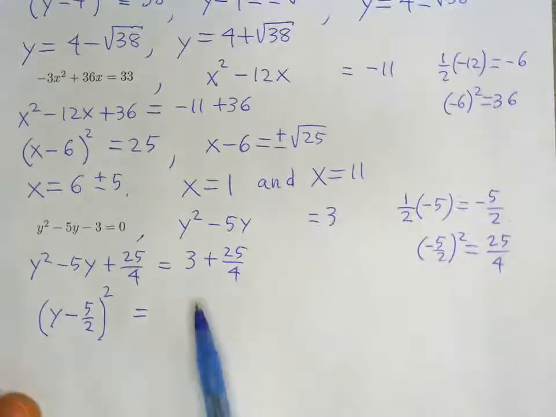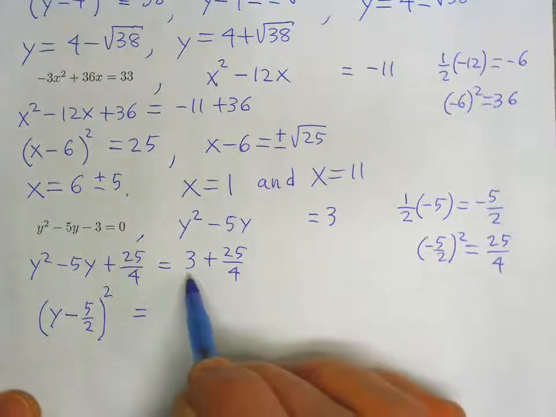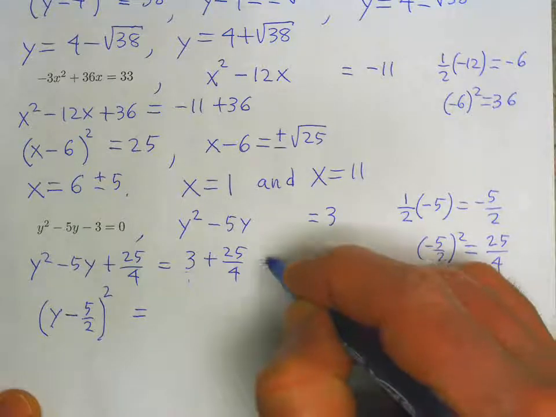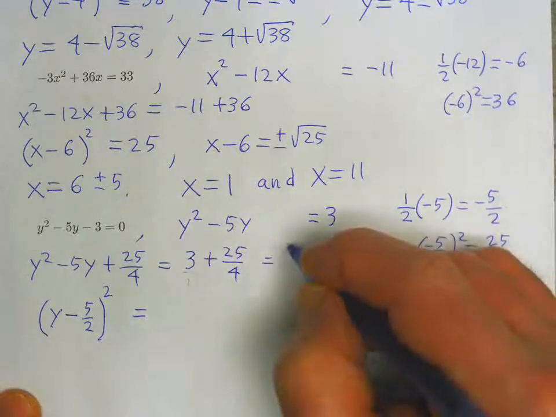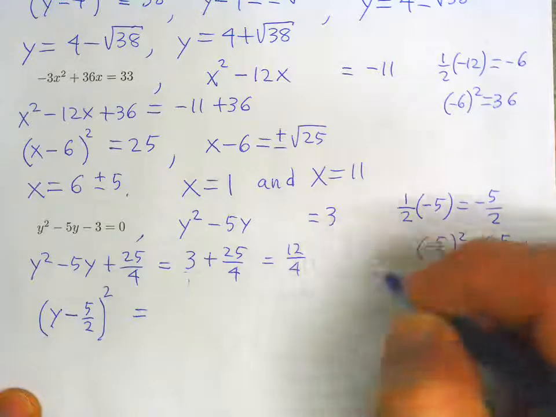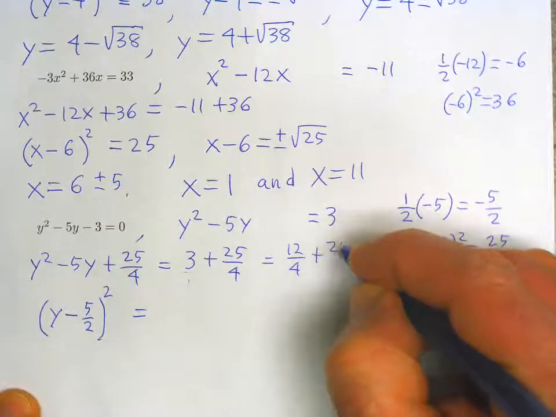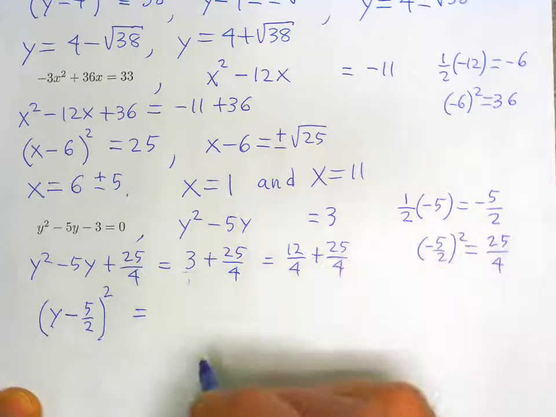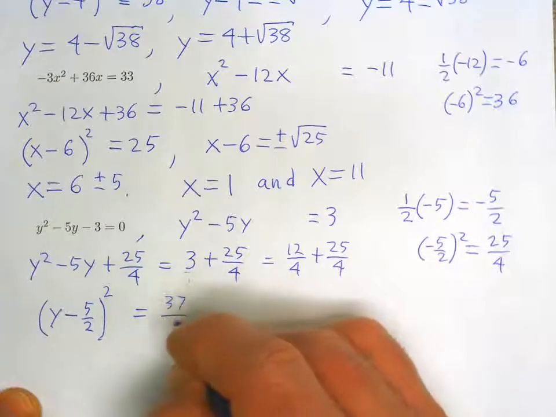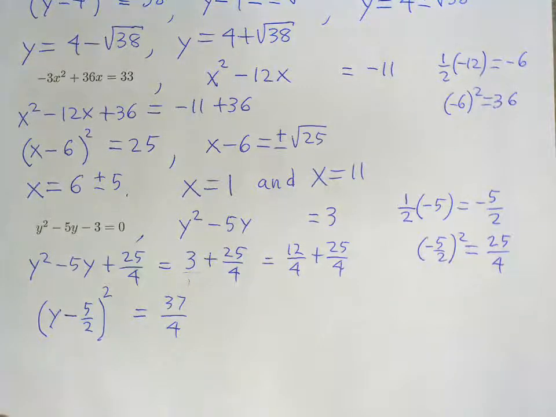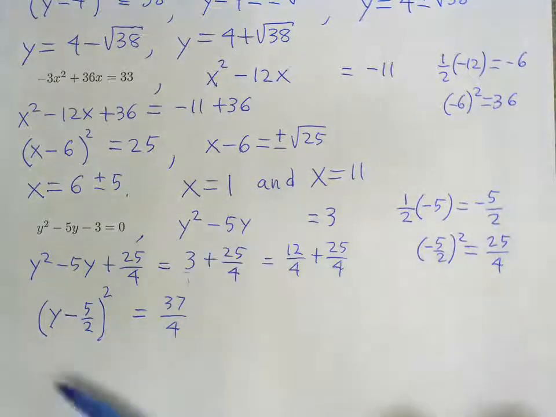And then the least common denominator is 4. Think of 3 over 1 as 12 over 4. So we add 12 over 4 to 25 over 4, and we get 37 over 4. Okay, finally, we have this in a position that we can apply the square root property.